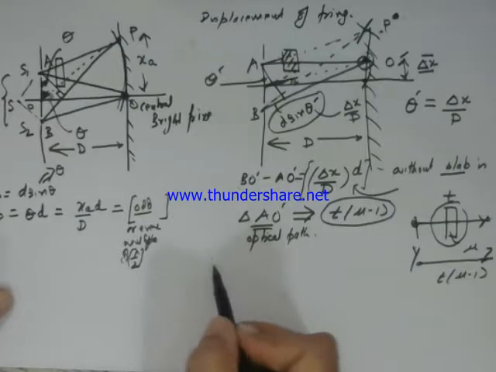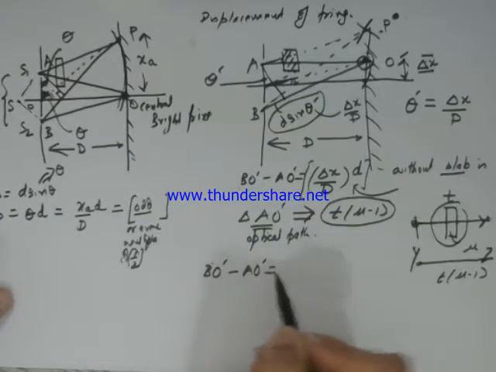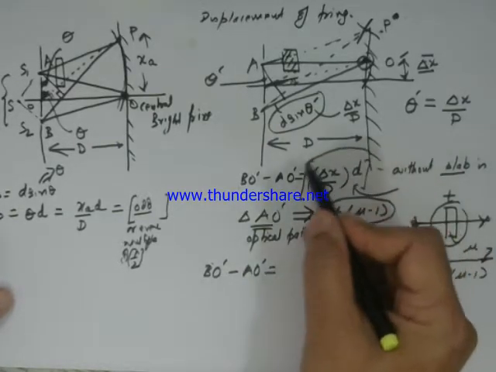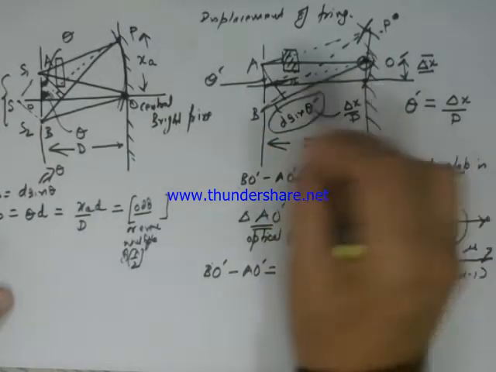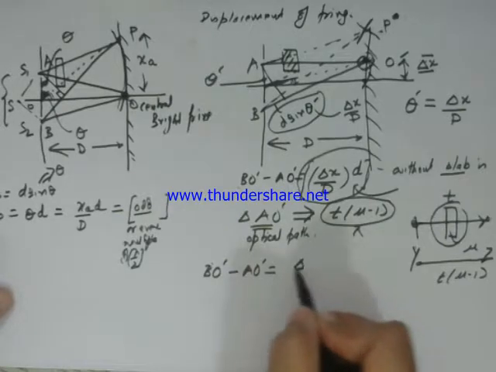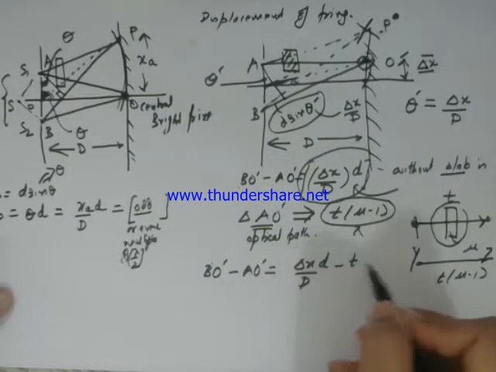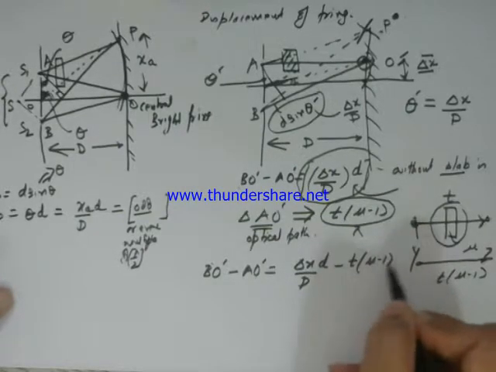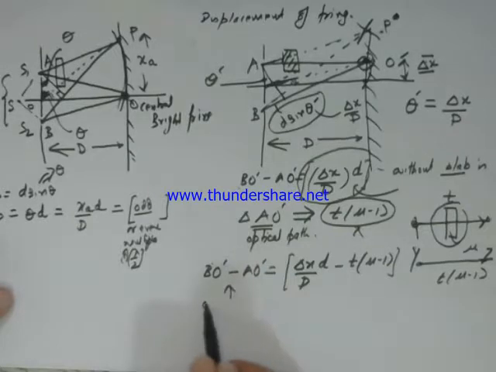So the new optical path will be BO' minus AO', which from this path difference you will subtract this, because AO' is now becoming longer by this much. So Δx d upon D minus t times (μ minus 1). So this is with slab.